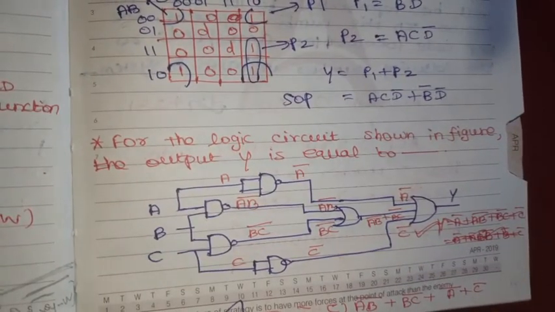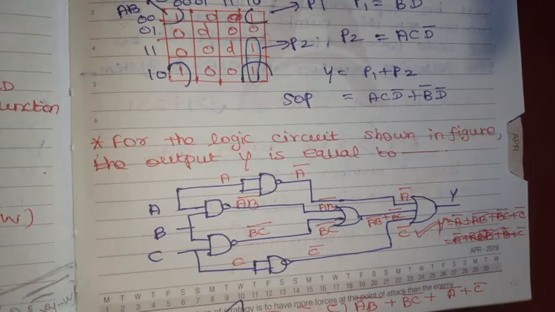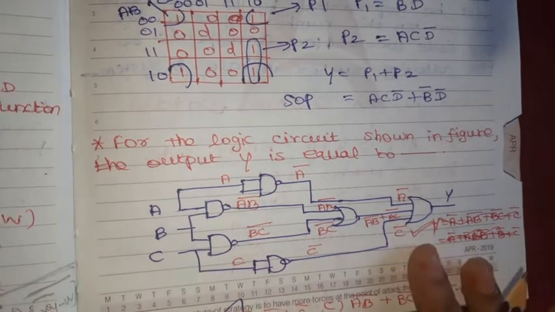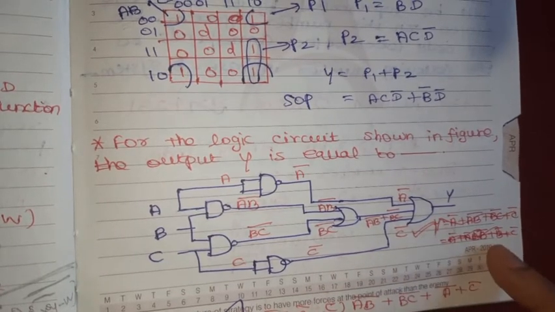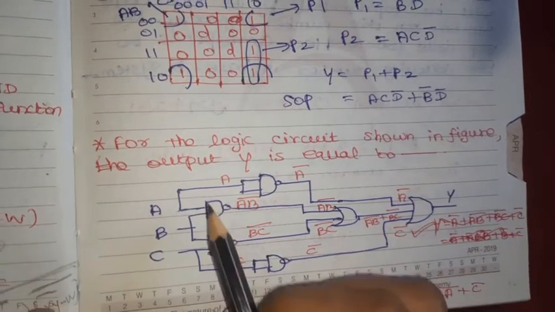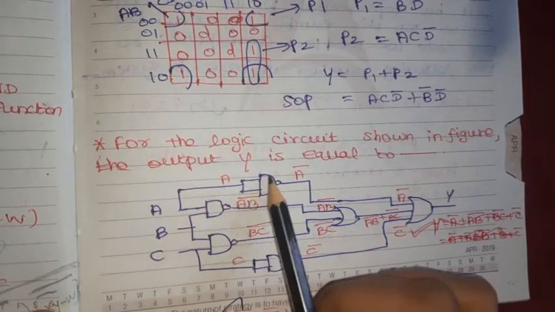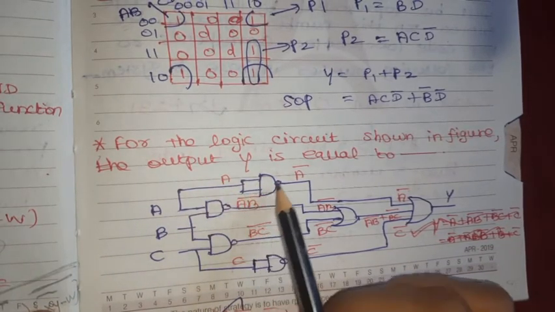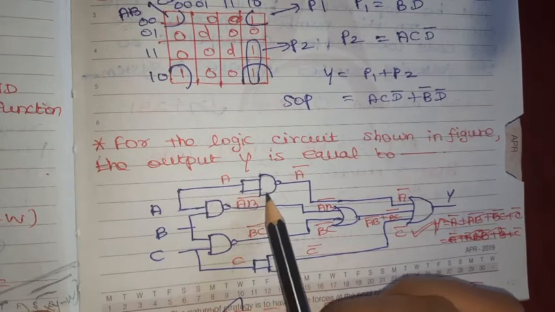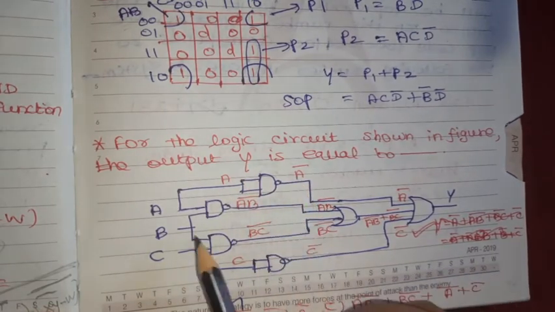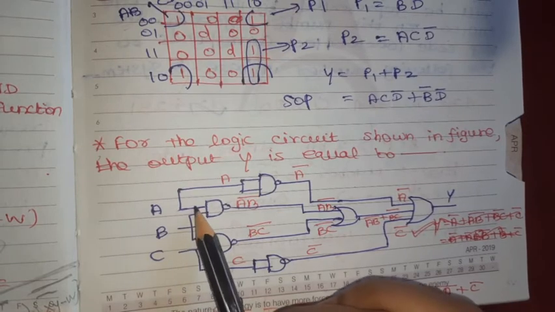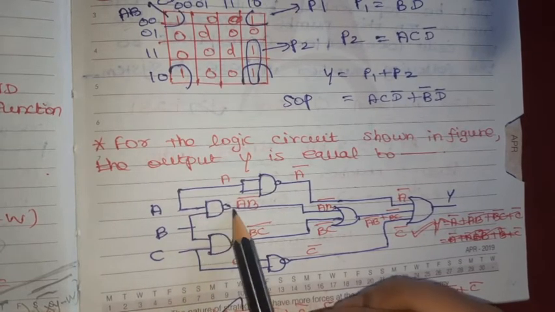Then moving on to the next problem. For the logic circuit shown in the figure, the output Y is equal to. So this is the logic circuit given in the question. We need to find out the output Y. Let's see one by one. So A will go to this side. This is simply a NAND gate, and this gate is just an inverter. It acts as a NOT gate. So A bar. Okay. Then here A B. What is the output? AB the whole bar.